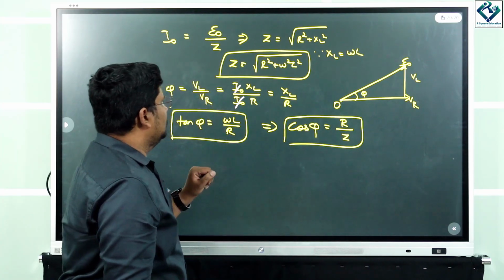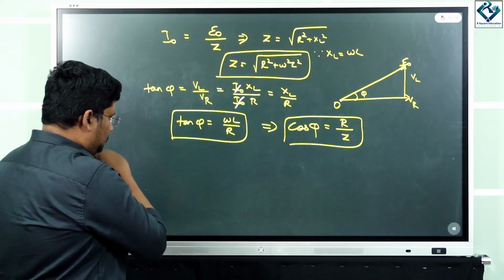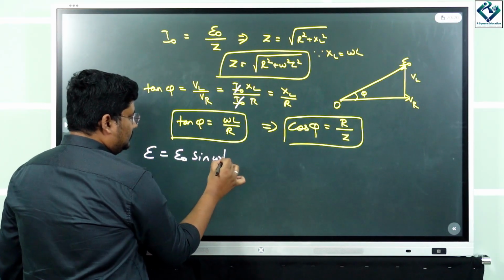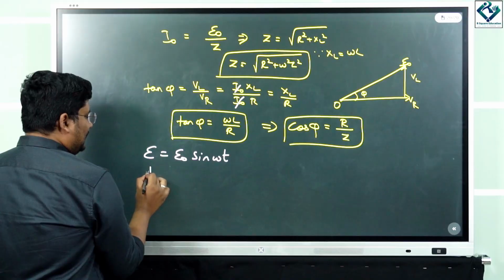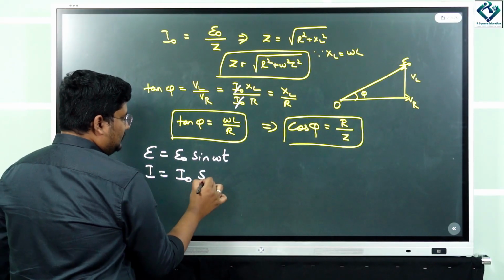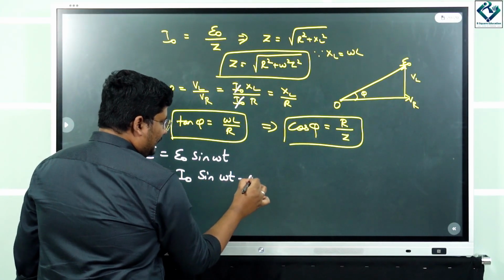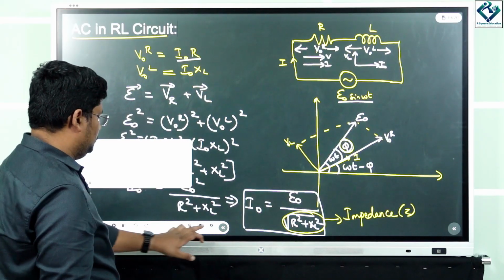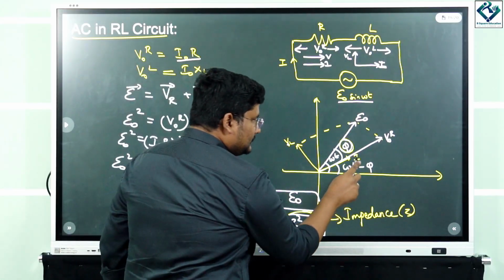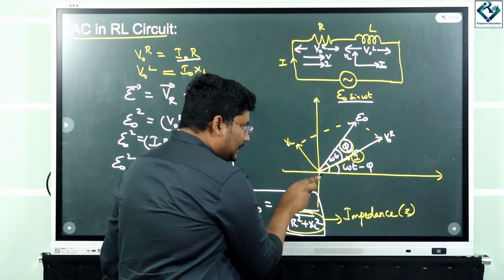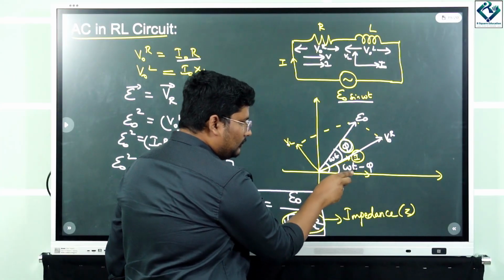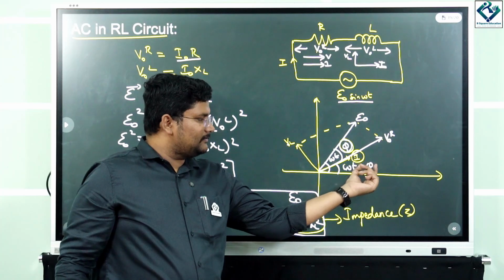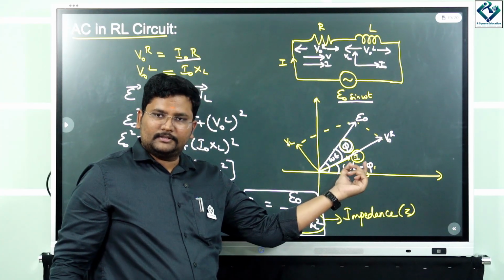Right? Fine. So what have we done now? The EMF is E naught sin omega t, correct? And the current we got, what was it? I naught sin omega t minus phi. How did we find this? See this. This is nothing but the current. The angle between the x-axis and the current is what? Omega t minus phi.